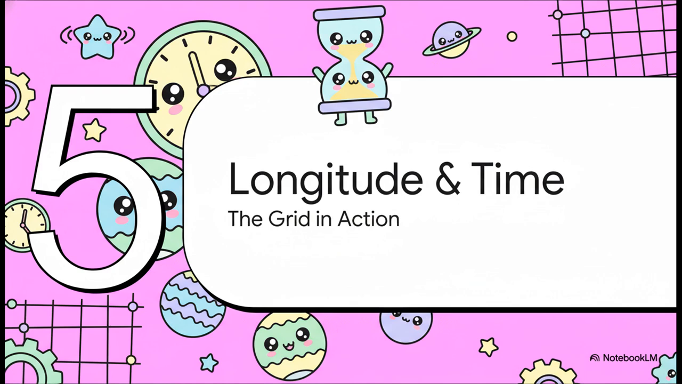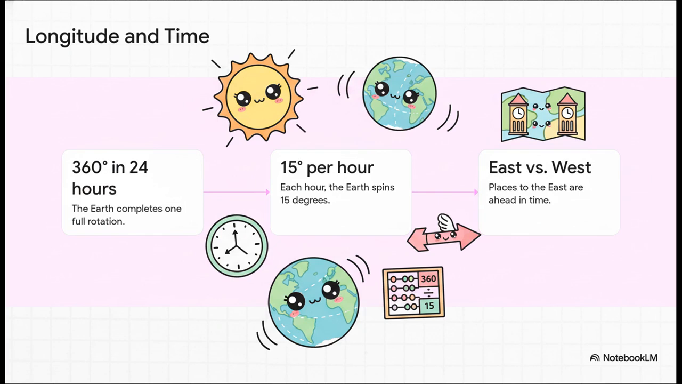But wait, there's more. Finding places on a map is just the beginning. This grid has a hidden superpower. Seriously, and it's something you and I use every single day, probably without even realizing it. It's all about telling time. And the way it works is actually pretty simple math.